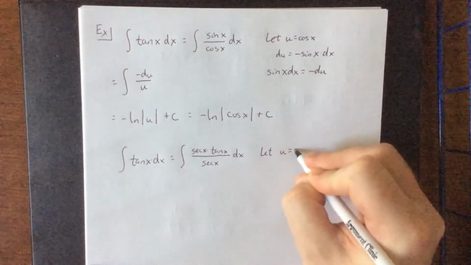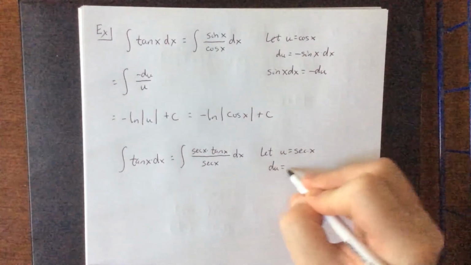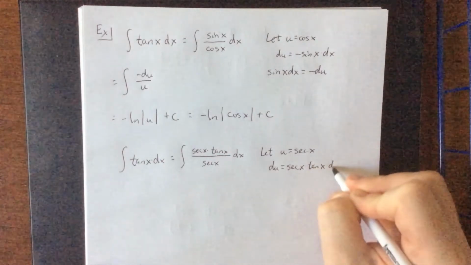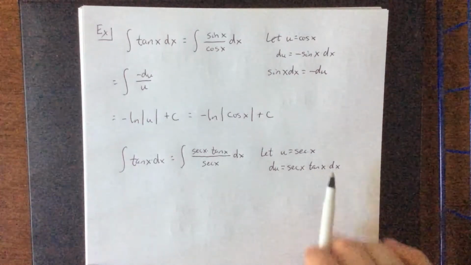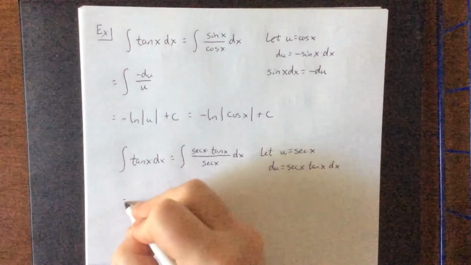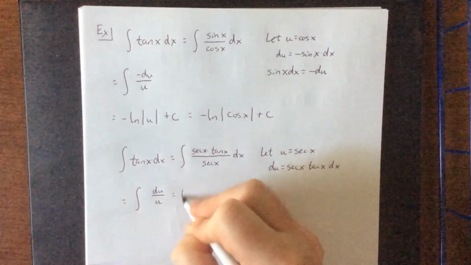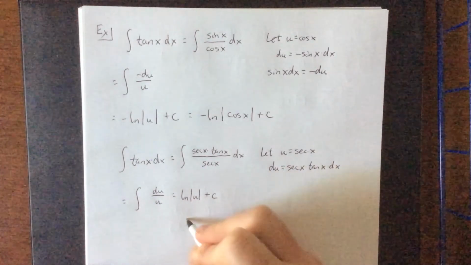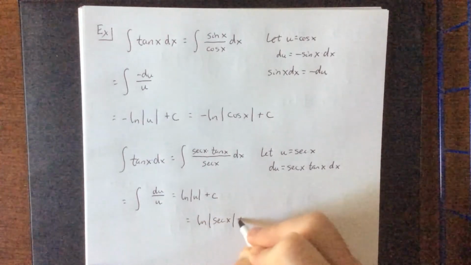We're going to let u be equal to the secant of x, because that's what's in our denominator. Then, as if somebody waved a magic wand, when we calculate our differential, we see that du is equal to the secant of x times the tangent of x times dx, which, magically, is our numerator. Therefore, we can turn this into du divided by u. Integrating this, we'll get the natural log of the absolute value of u plus c, which would be the natural log of the absolute value of the secant of x plus c.